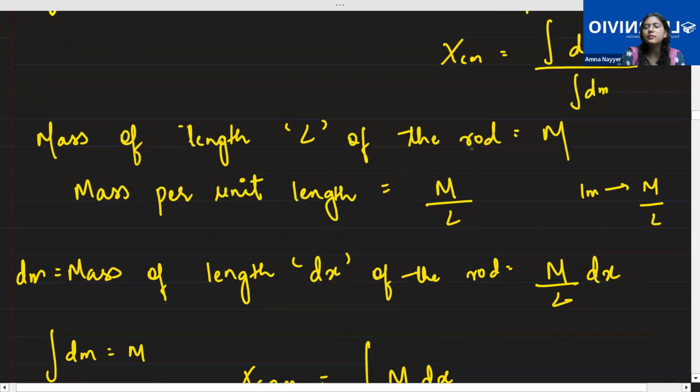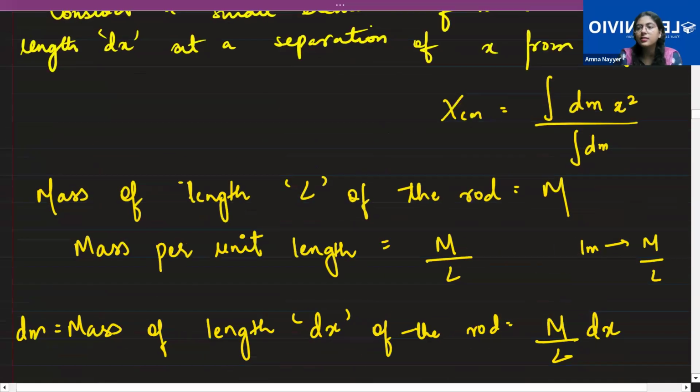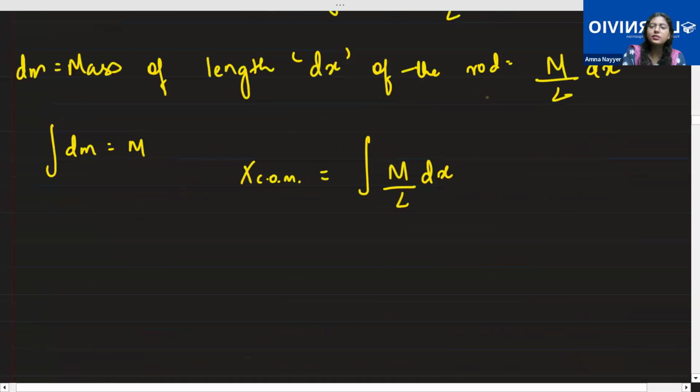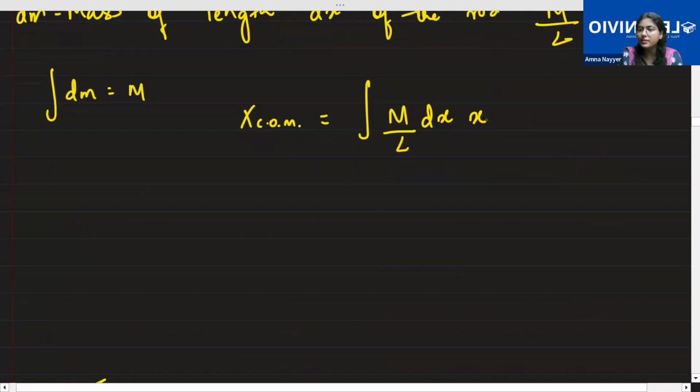X square was there, this. X square left, right? Oh, I have written x square, sorry. This is x. X square will come in moment of inertia. Okay, this is dm into integral of x. So this is already present. So x was already present.